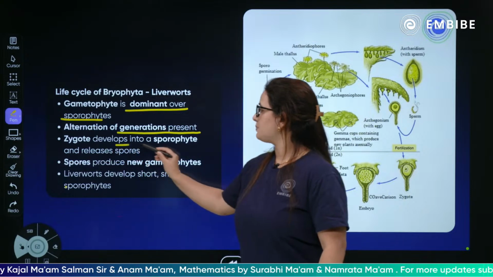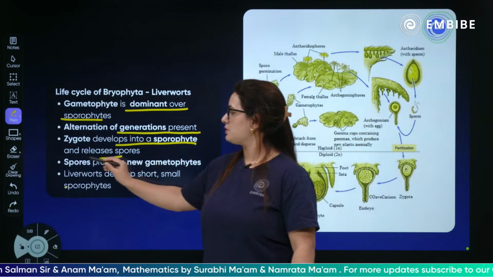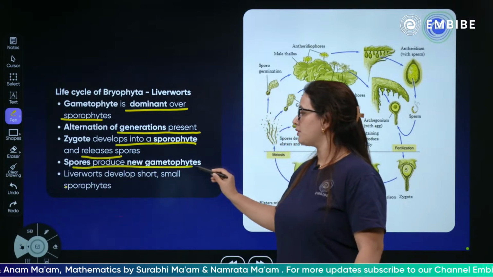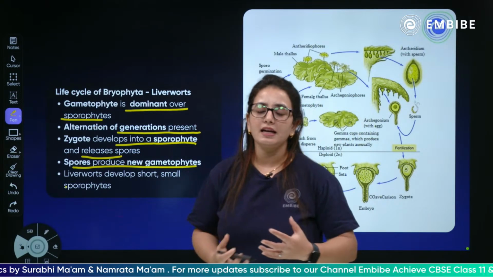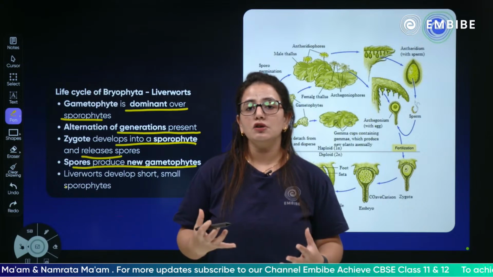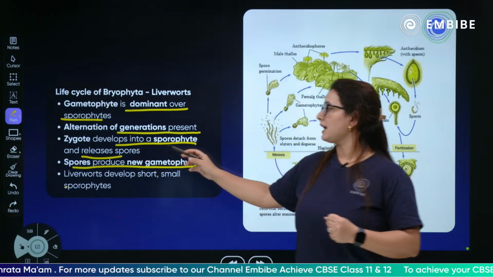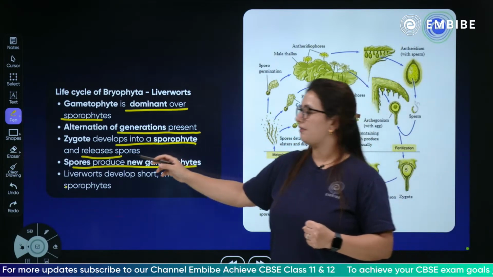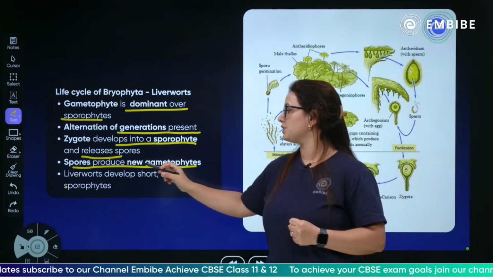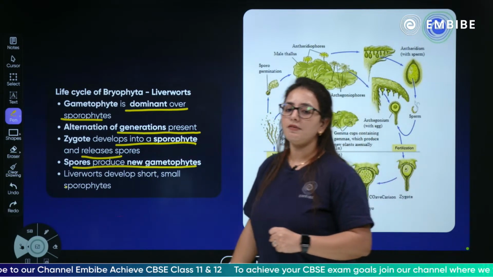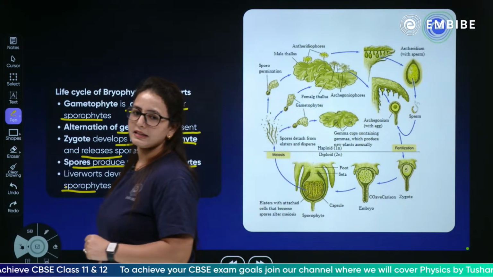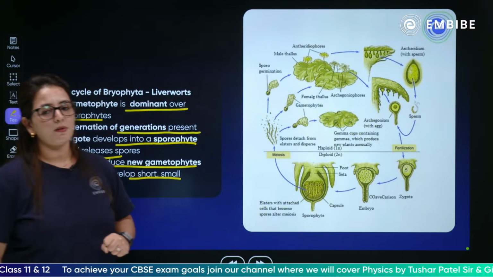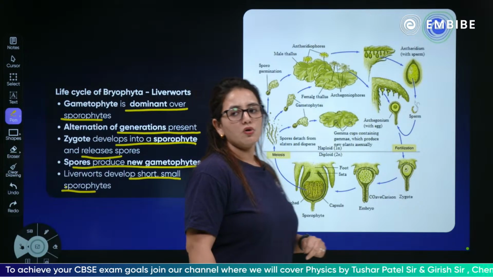The zygote develops into a sporophyte and releases spores. The spores produce a new gametophyte. Yes, this is what I was talking about. This is the life cycle. This is the whole alternation of generation, that the zygote develops into a sporophyte and releases spores. The spores produce a new gametophyte, and the liverworts develop short and small sporophytes.